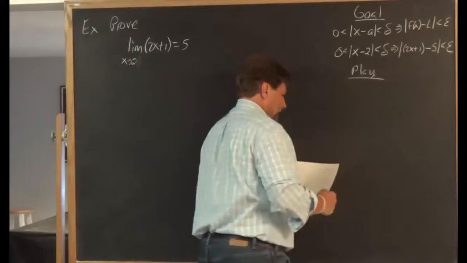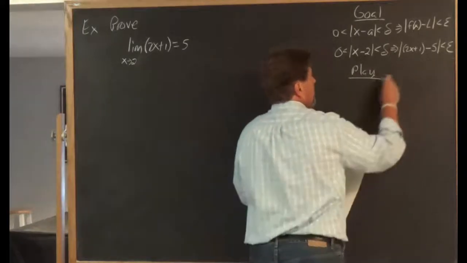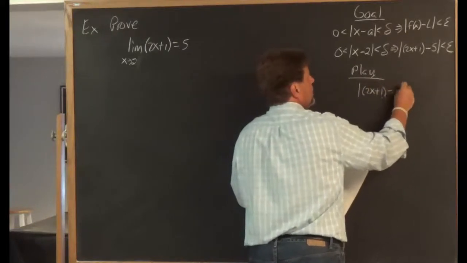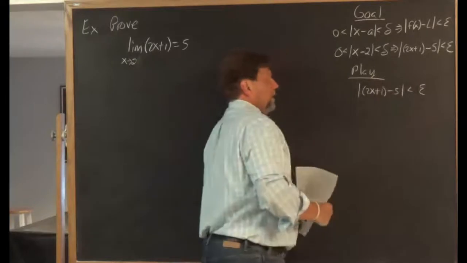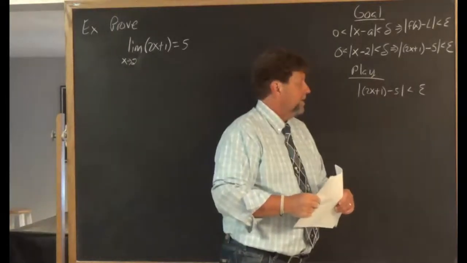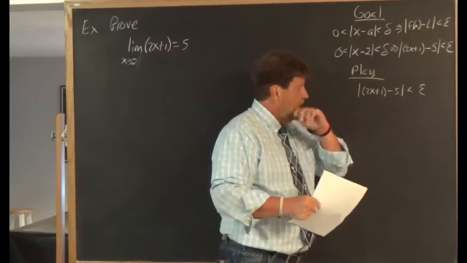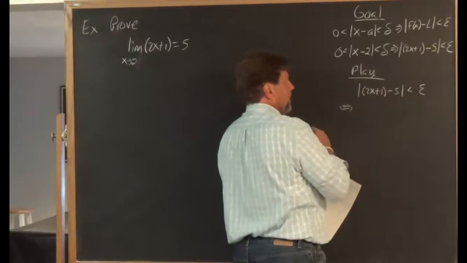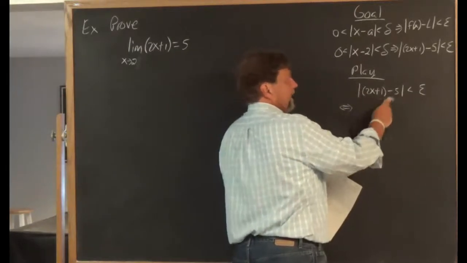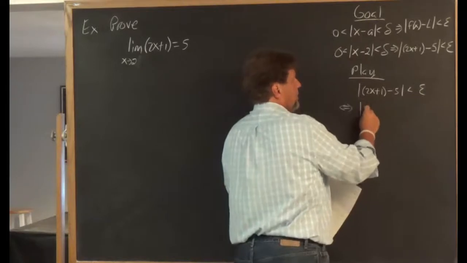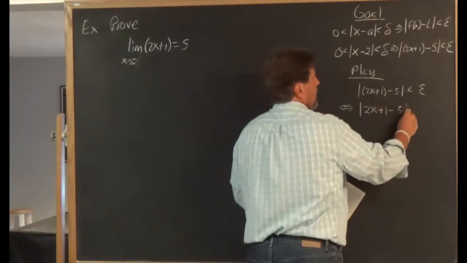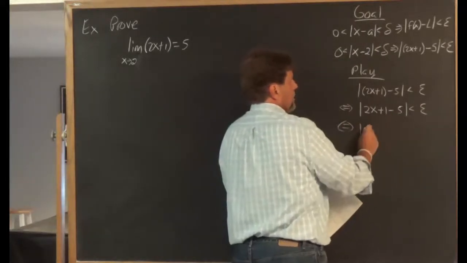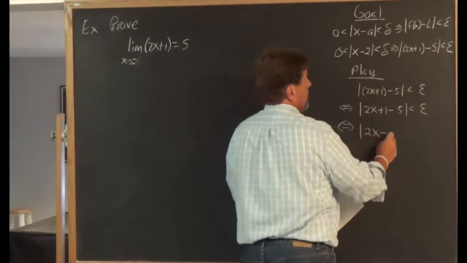Here's what I mean by play around. It comes from this piece right here. So let me just pull it out and write it down again. All right, I just wrote down the absolute value of 2x plus 1 minus 5 is less than epsilon. Okay, this is the exact same thing, so I'll use a double-sided arrow, that if I just clean up what's inside the absolute values, I mean there, I just got rid of the parentheses. And then that's the exact same thing.